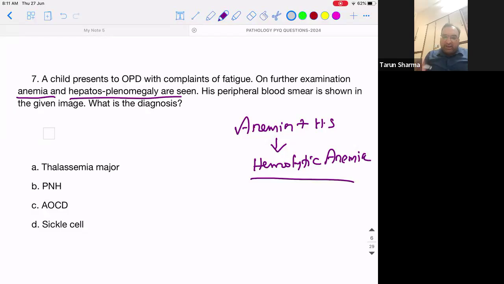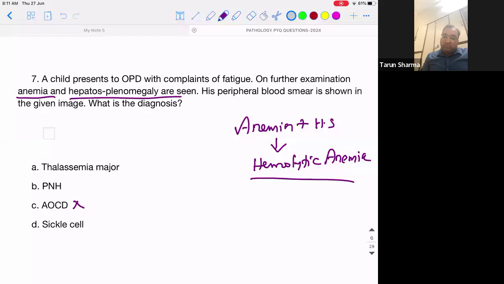So what are the hemolytic anemias in these options? Thalassemia is a hemolytic anemia. Yes, it's a hemolytic anemia. PNH, paroxysmal nocturnal hemoglobinuria. Is it a hemolytic anemia? Yes, it's also a hemolytic anemia. Anemia of chronic disease I can rule out because it's not a hemolytic anemia. Sickle cell anemia, yes, it's also a hemolytic anemia. Okay.